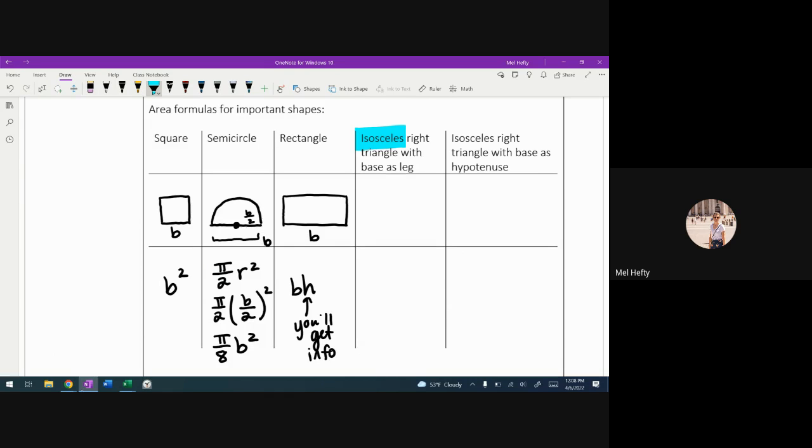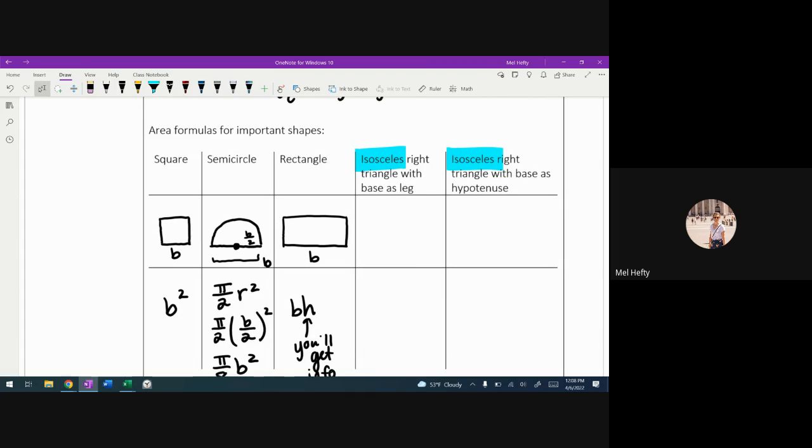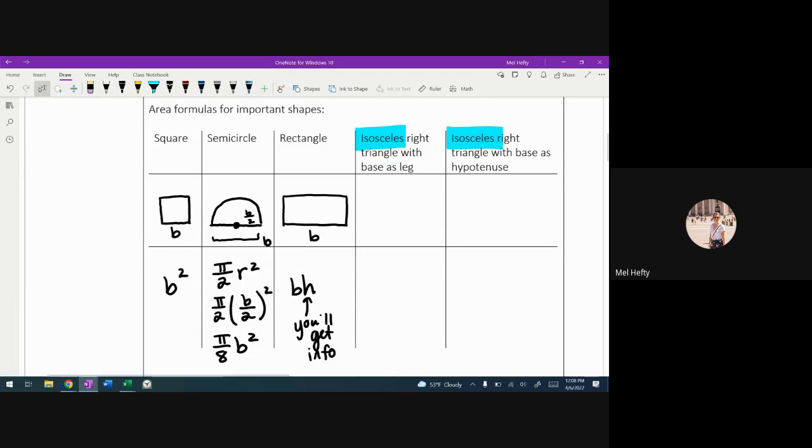Who remembers what this word means? Isosceles. It's been a hot second. All right. 2 of the sides are going to be the same length. Now, we also have right triangles. What does right mean? All right, so we have triangles with 90-degree angles. We have 2 options. One has the base as the leg, one has the base as the hypotenuse. Now, we could work these out the way that we did with the semicircle. I actually like more to think of what proportion of a square these 2 triangles are.